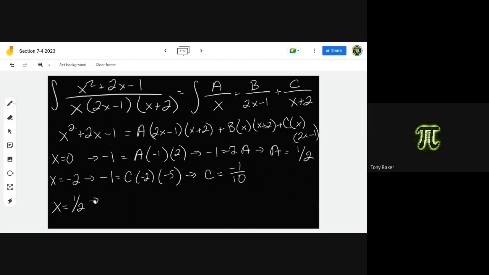And now if we do a half, so I have 1/4 plus 1 minus 1, so that's just 1/4. So now this side, the 1/2 is going to cancel out the A and the C. So I'm left with the B. So 1/2, and then that's going to be 5/2. So B equals 1/5.